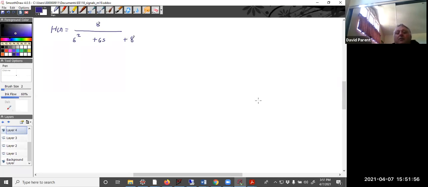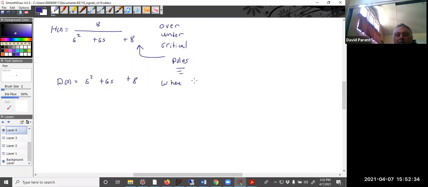All right, so now we need to know over, under, critically damped. And that all has to do with the poles. So really, it's the denominator polynomial we care about. Okay, and really you just find where does D(s) equal 0, right? That's the definition of a pole. Well, that's just a quadratic, right?